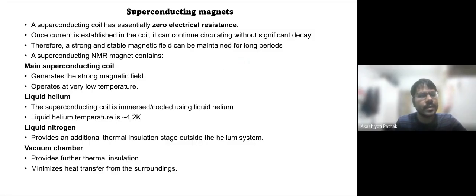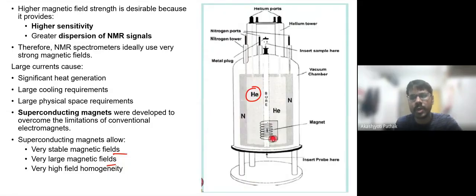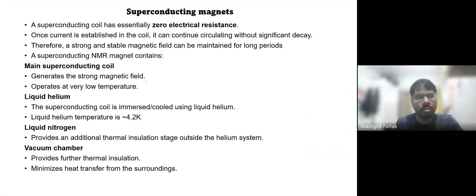And what is present in a superconducting NMR magnet? It contains a main superconducting coil. You can see in this figure, it has a superconducting coil which generates a strong magnetic field. It operates at a very low temperature, 4.2 Kelvin. The temperature of liquid helium is 4.2 Kelvin, and the superconducting coil is immersed in or cooled using liquid helium. Because you are passing very high current, the heat generated will also be very high, so you have to maintain it at a very low temperature.